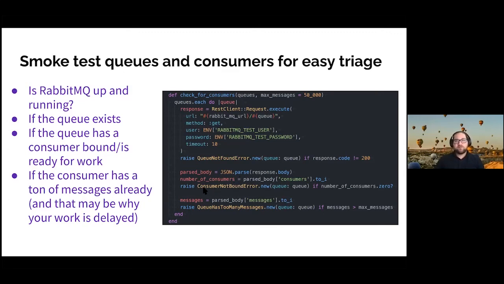Another really helpful one is the consumer not bound error. Here we're parsing the output of the RabbitMQ admin API, and we're looking at the number of consumers. If it's 0, we'll raise that consumer not bound error. That's really helpful because if there are no consumers bound, you're not going to get the expected work that you expect to happen in your application. So why even boot up the front end if the data is not going to be there?